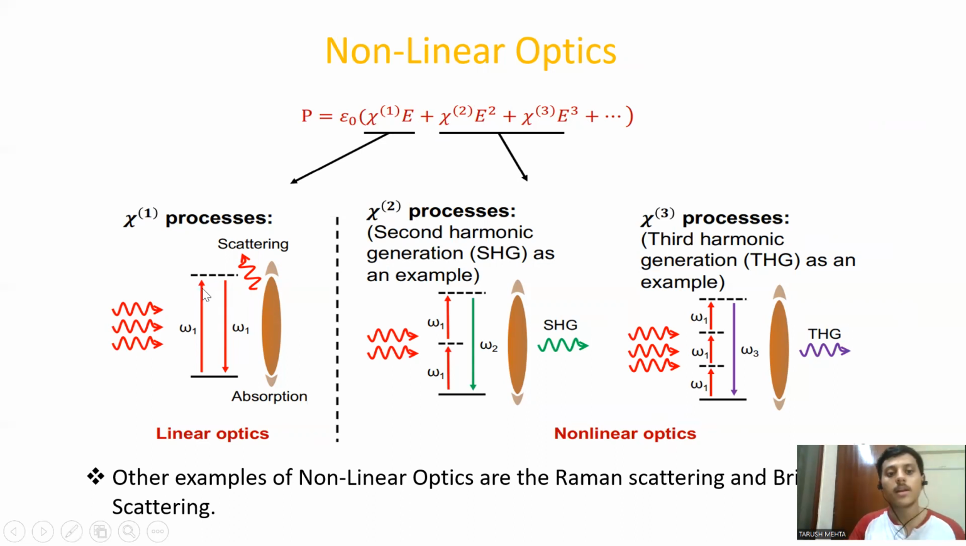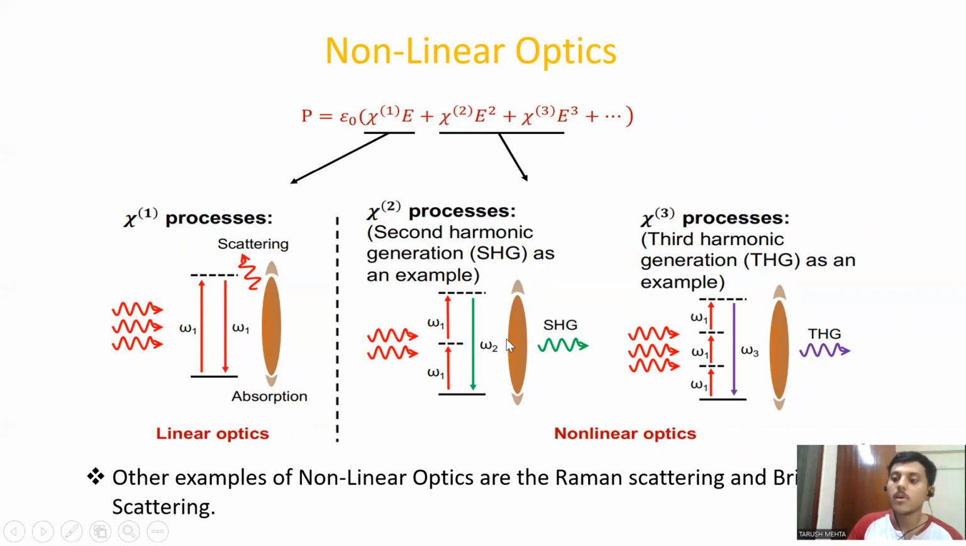whatever the absorbed photon is there, the energy of the absorbed photon and the emitted or transmitted photon actually match each other. But in certain processes, we can see that the absorbed photon was of energy omega 1 and the emitted photon has an energy omega 2, because there was absorption taking place 2 times, and the emitted photon was directly coming from the excited state to the lower state. So this is an example of nonlinear optics, and this is called second harmonic generation.